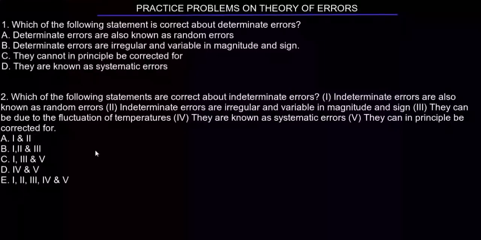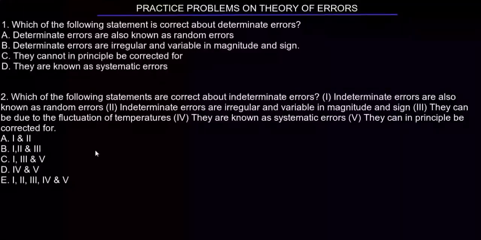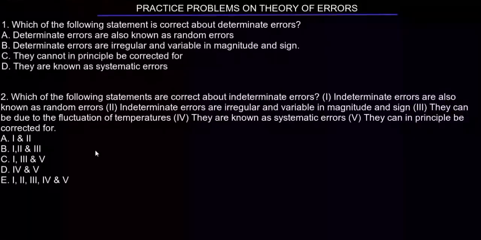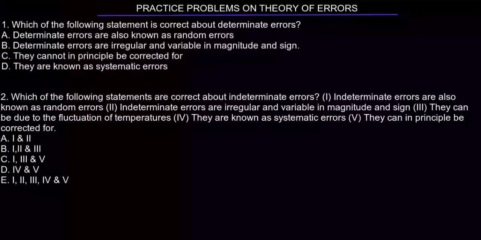Question 1. Which of the following statements is correct about determinate errors? The first one, determinate errors are also known as random errors. The second one, determinate errors are irregular and variable in magnitude and sign. Option C, they cannot in principle be corrected for. Option D, they are known as systematic errors. So looking at this, what's the right option? Option D. They are also known as systematic error.